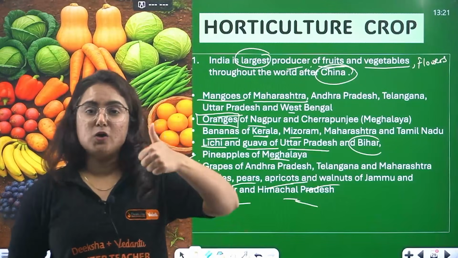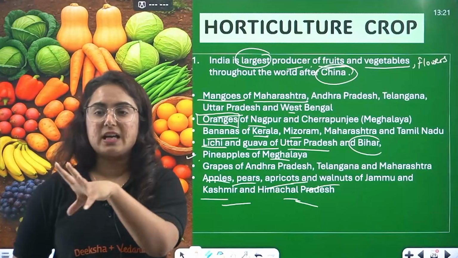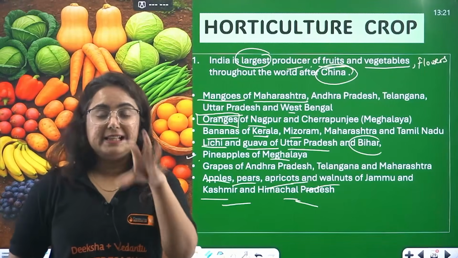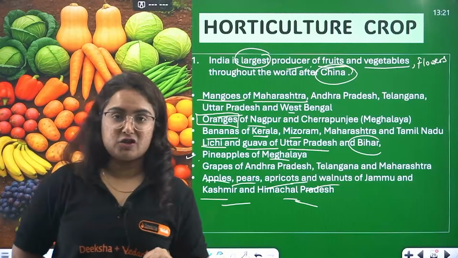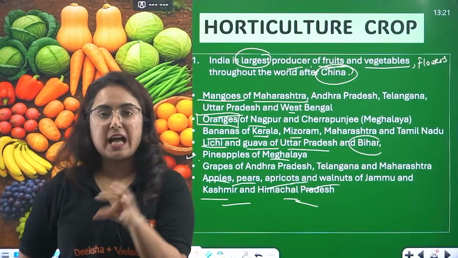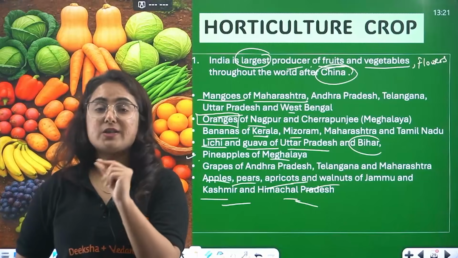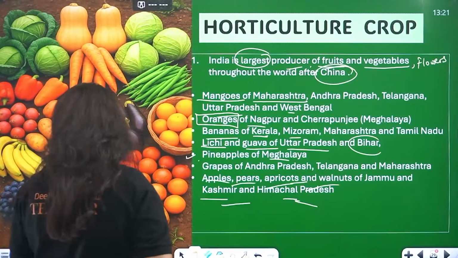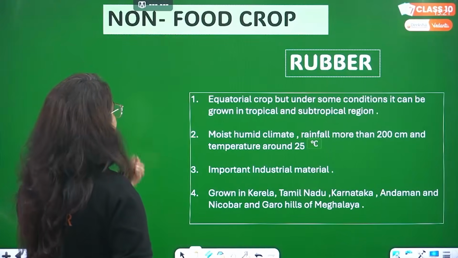Right? Mangoes of Maharashtra. M for mangoes, M for Maharashtra. Oranges of Nagpur. Okay? Lychee and guava from Uttar Pradesh. Pineapple from Meghalaya. Grapes of Andhra Pradesh. And apple, walnut, apricots from Jammu and Himachal. I did not mention all the states, but yeah, I mentioned all the major states.